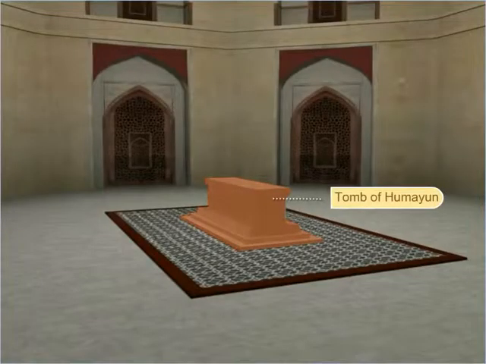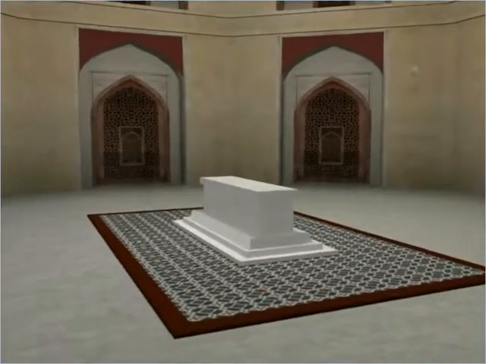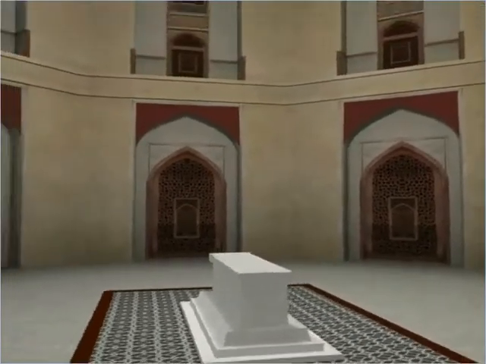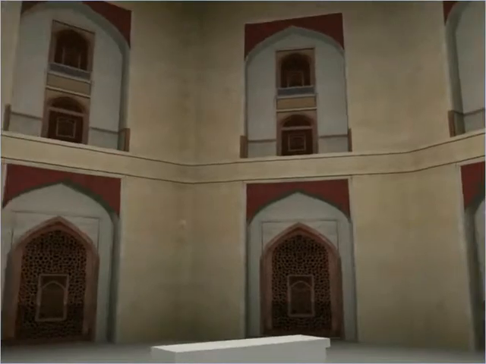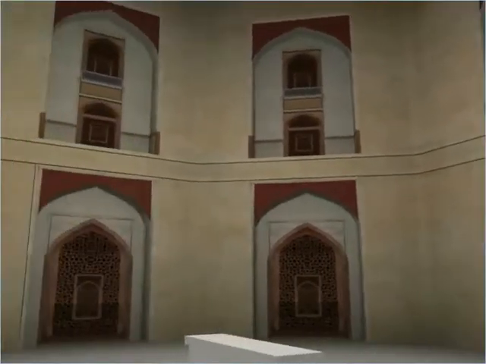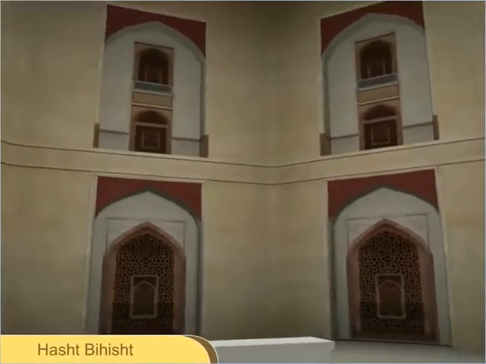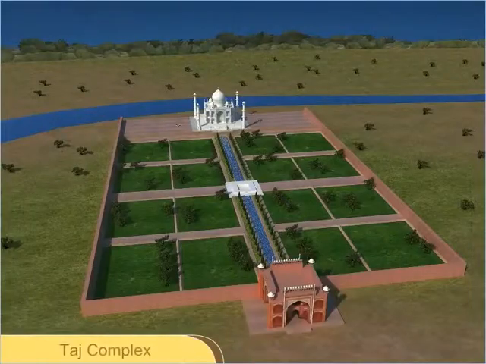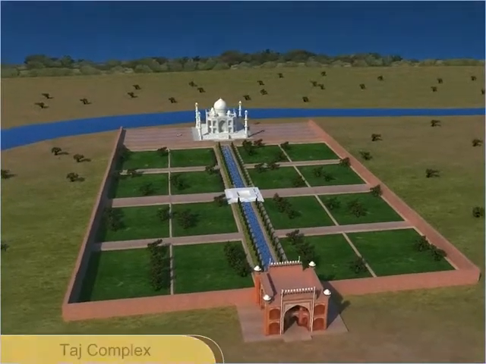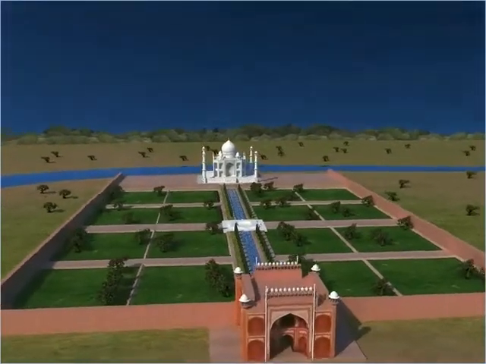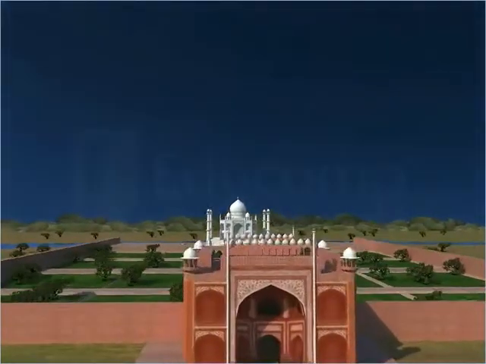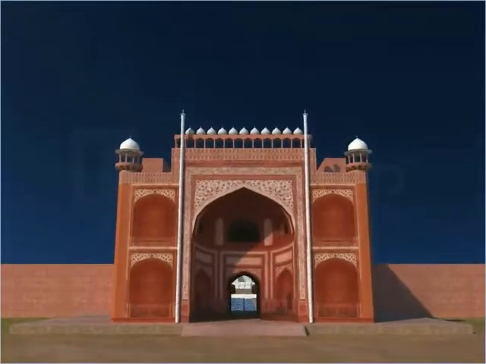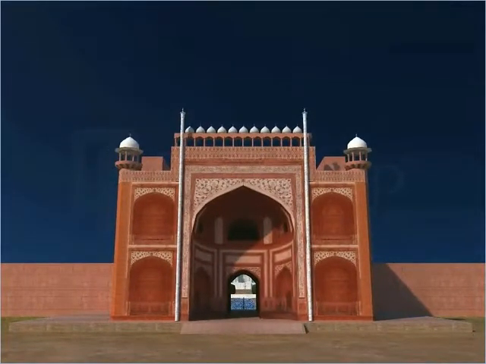The tomb of Humayun is placed in the central hall of the building and is surrounded by 8 rooms. The architectural plan of the building is based on the principle of Hasht Bihisht, literally meaning 8 paradises. The Taj complex at Agra closely follows an architectural style similar to the Humayun's tomb. The complex is entered through the Darwaza-e-Rawza, or the Great Gateway.